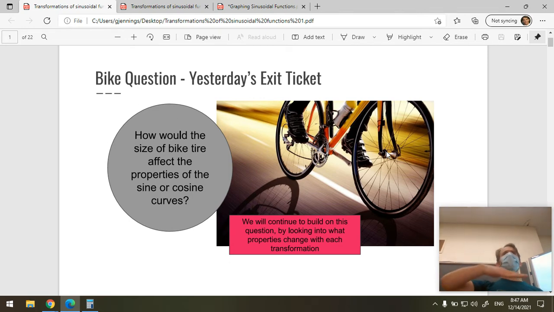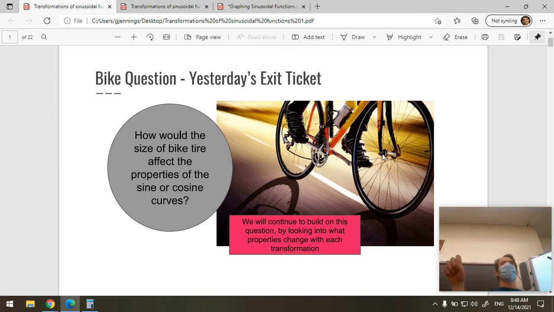Which one would set the horizontal axis? Which one would set this point here? Yeah, it's going to be a vertical translation. So we want to translate the whole function up or down based on this axis here.